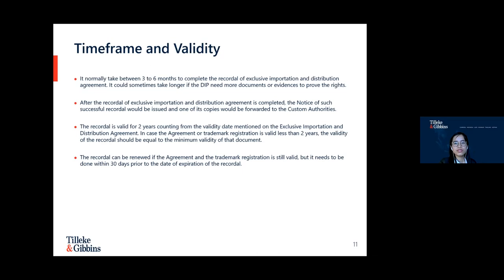Oh, you also need to pay the official fee, which is like $150 per mark per class.